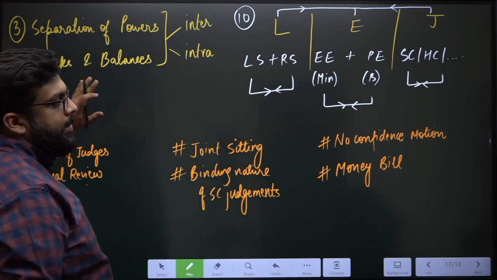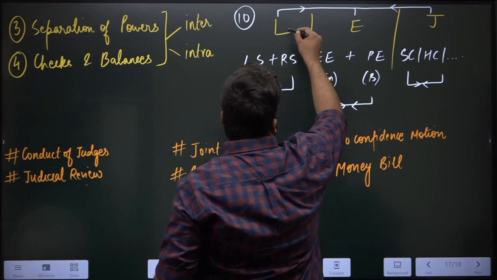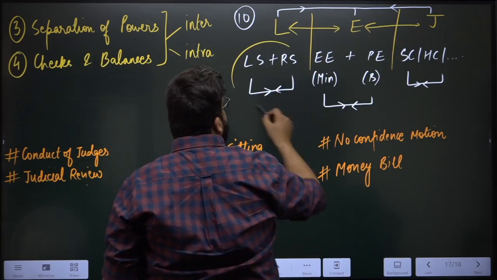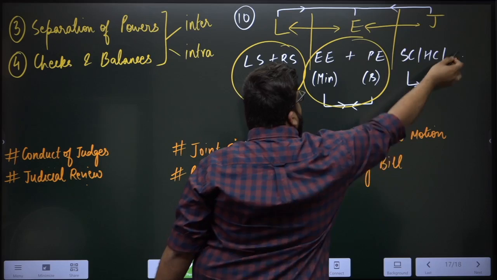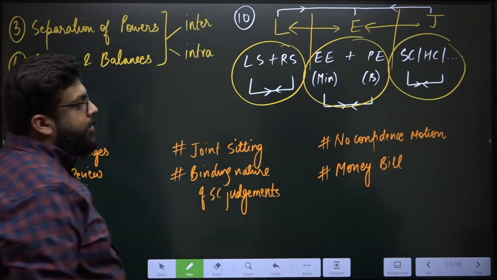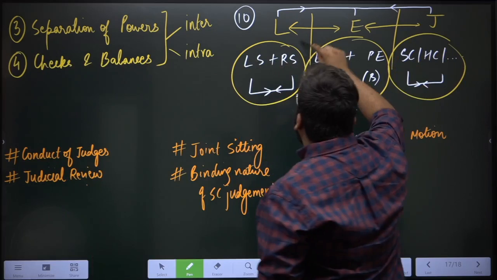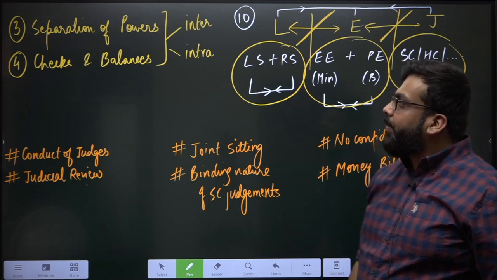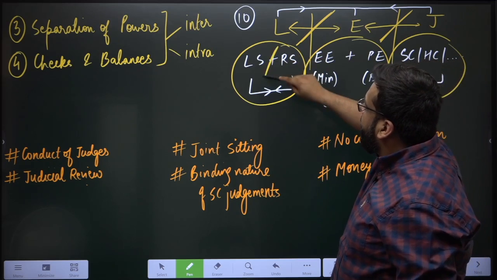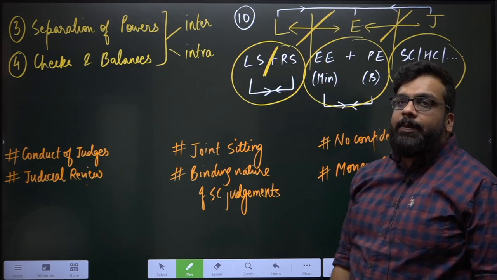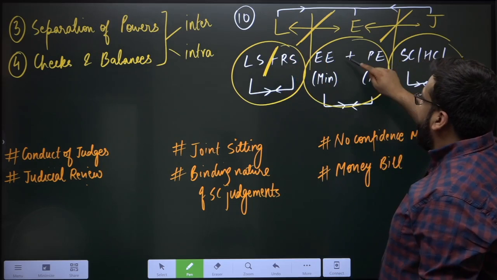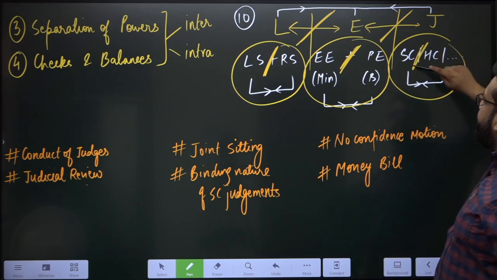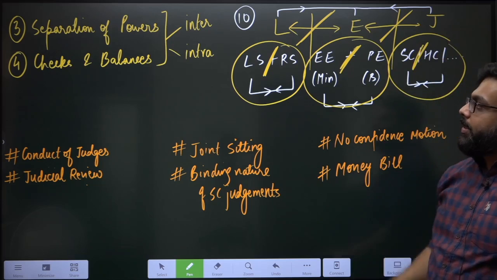Now, what are we trying to say? Inter means between L, E and J. And intra means inside L, inside E and inside J. So separation of powers is keep L, E and J as separate as possible. This is inter-separation of powers. Keep Lok Sabha and Rajya Sabha as separate as possible is intra-separation of powers. Executives separate, intra-separation of powers. Judiciary separate, intra-separation of powers.